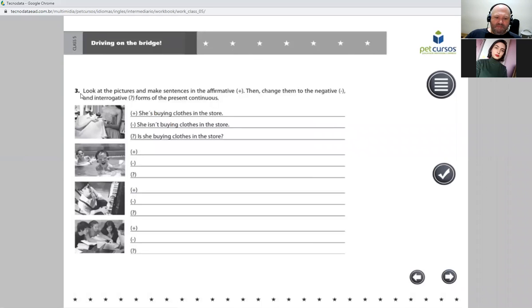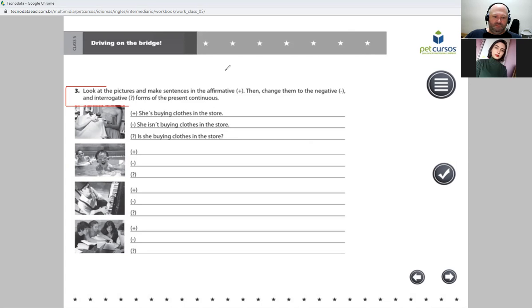Exercise 3. Can you read the instructions just to remind us what you were supposed to do? Natalie, hello. Thank you. Yeah, instructions, please.